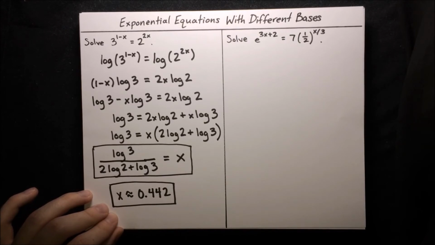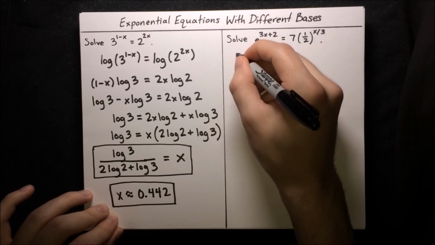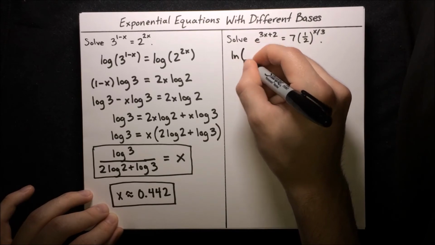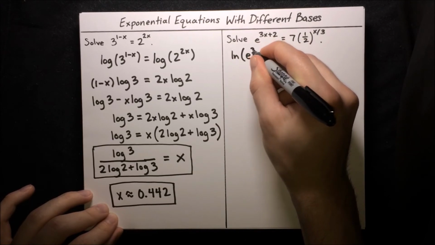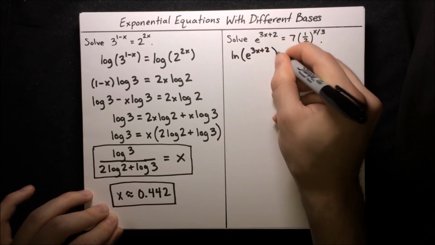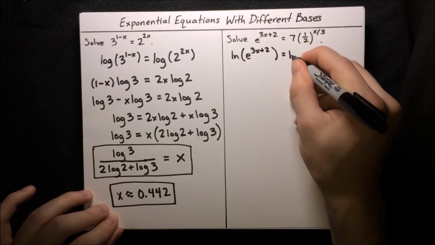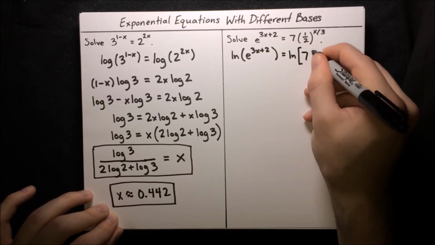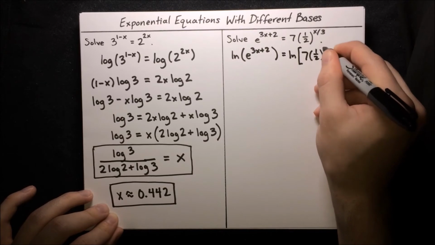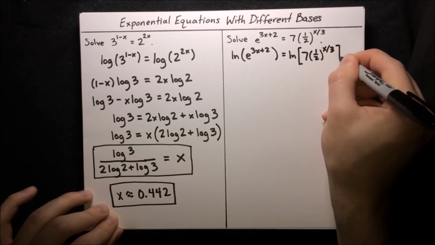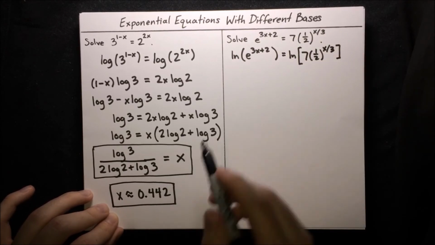Solve e to the 3x plus 2 is equal to 7 times a half to the x over 3. So let's go ahead and use logarithms here, and moreover, because we see an e, let's use the natural logarithm so that things simplify a little bit. So we'll take natural log of both sides. Natural log of e to the 3x plus 2 is equal to natural log of 7 times a half to the x over 3.